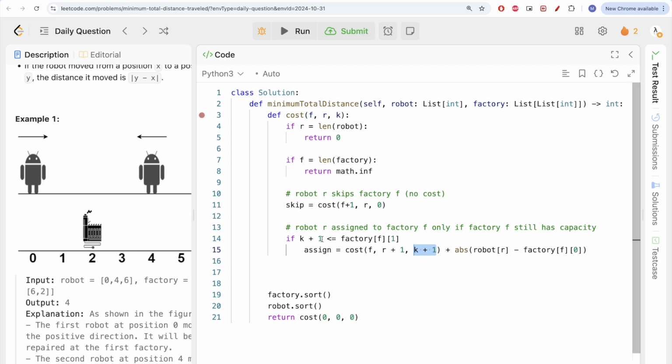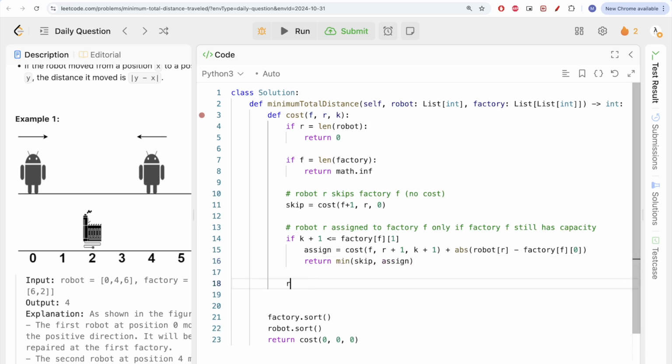Now, once we do this, for this case where we have two choices, we need to return the minimum of the two, of the skip and assign. And then here, it means we didn't have any assign choice, so we just return the skip choice. And that's pretty much it.